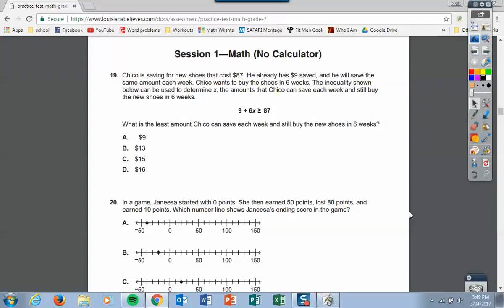Chico is saving for new shoes. By the way, I'm through 19 problems in 20 minutes, so about a problem a minute.